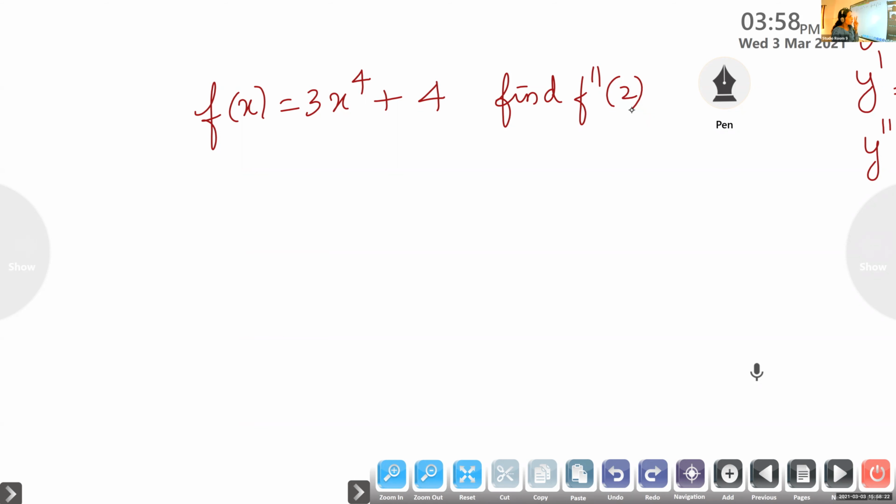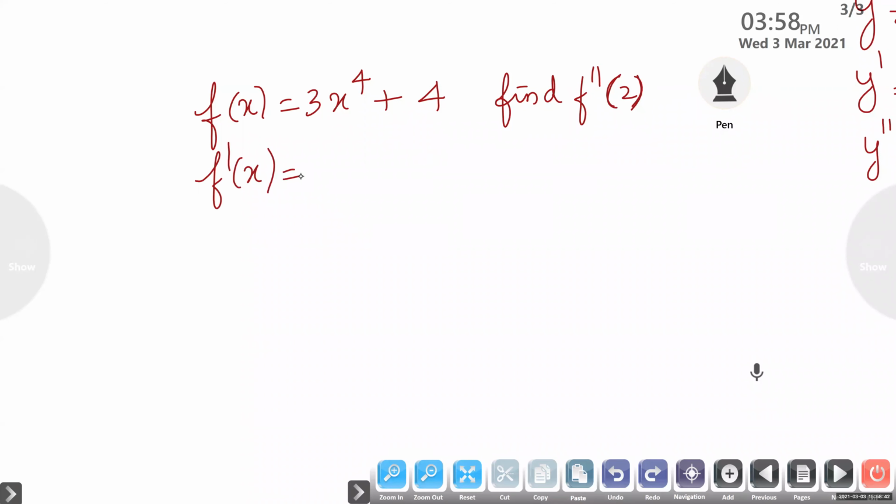Differentiating 2 times is correct. But look here, it is given double dash of 2. Substitute 2 for x. Very good. After differentiating 2 times, we should put x as 2. So let's find out what is f dash of x. Aparna, give the answer.